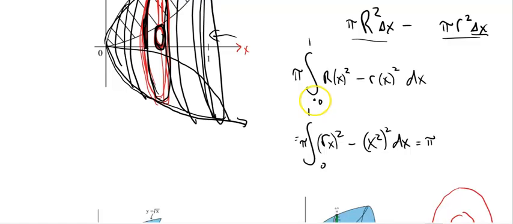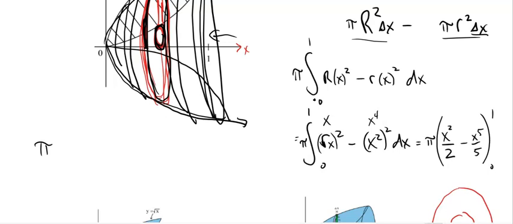And then I integrate. So remember, root x squared is just x. And of course, x squared squared is x to the fourth. So this would be x squared over 2. And this would be x to the fifth over 5. And then I'm integrating from 0 to 1, which is pretty easy. I just plug in 1.